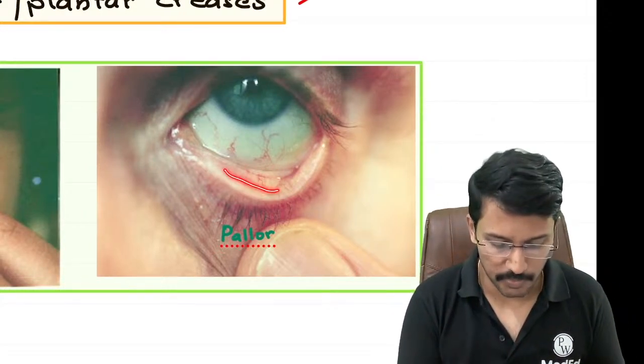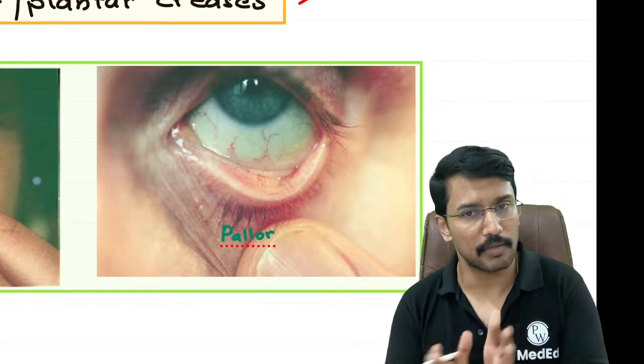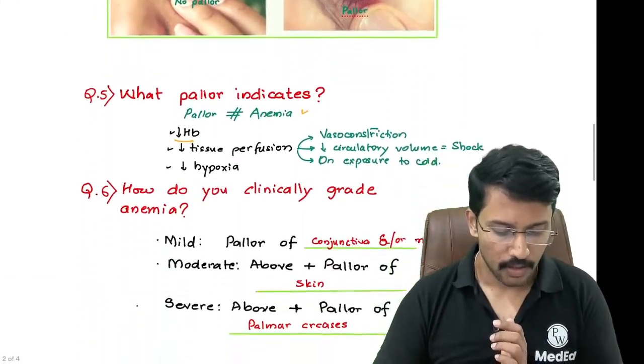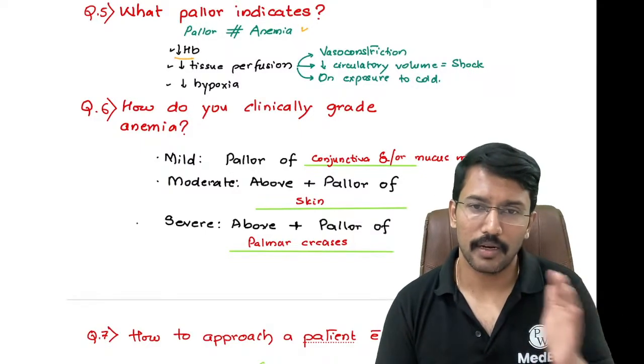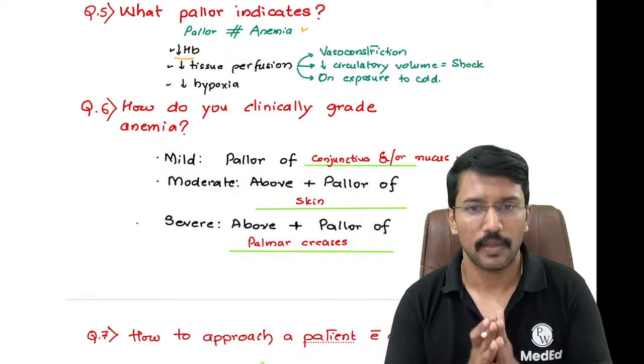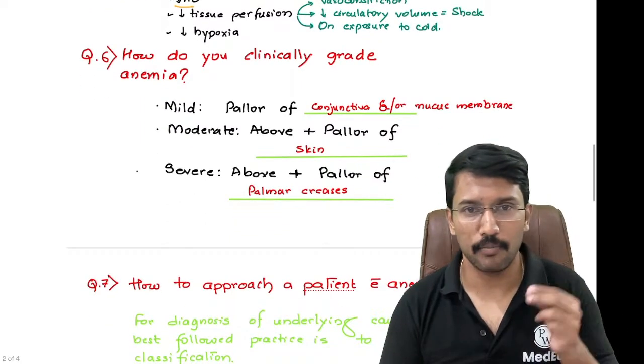Anterior rim here is expected to be more red. If not, that means there is pallor present. Okay, I think I've already told you pallor is not always equal to anemia. Pallor can happen because of other conditions. Now we can grade the pallor as mild, moderate or severe.